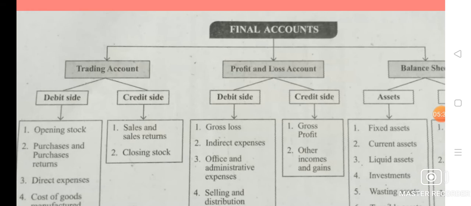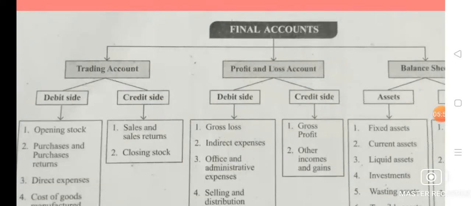Then the profit and loss account. All the income and expenses will be shown in this account. All the expenses will be shown on the debit side. Then all the incomes or received items will be entered into the credit side of the profit and loss account.